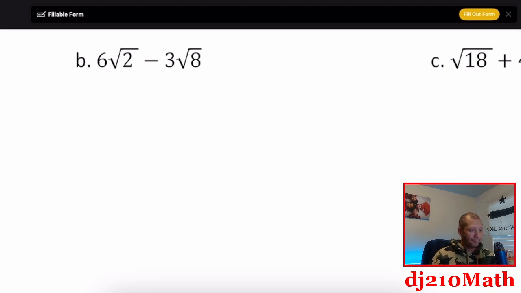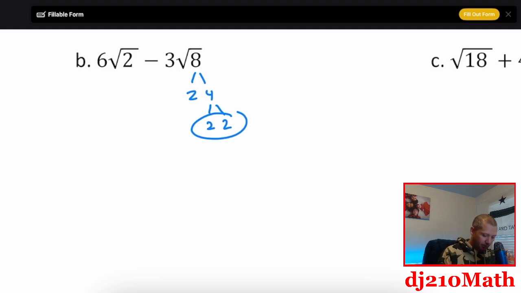B. We have to simplify the square roots. Can't simplify 2 anymore, but we can do 8. 2 and 4, 2 and 2. Pair of 2s, that's going to come out and multiply against the 3. So we're going to have 6 root 2 minus 2 times 3, which is 6. And then look, root 2 is left inside.